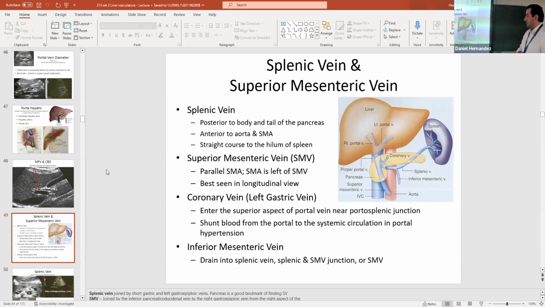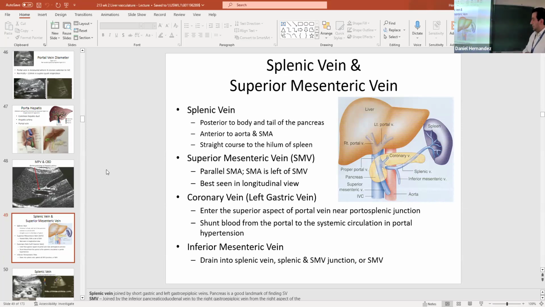The left gastric vein, also known as the coronary vein, enters the superior aspect of the portal vein near that portal splenic junction. The left gastric vein shunts blood from the portal to the systemic circulation in cases of portal hypertension. That coronary vein can become large and dilated, and act as a collateral channel to take some of the pressure off of the main portal vein.